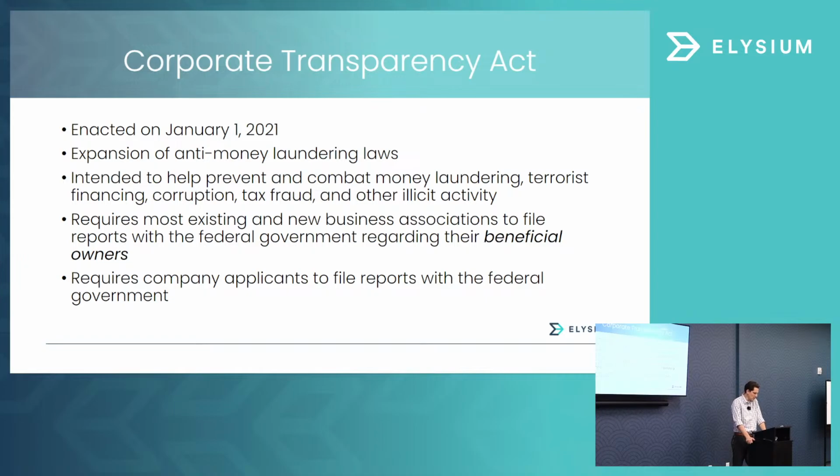It requires most existing and new businesses to file a report with the federal government regarding their beneficial owners. Okay, and we'll talk about what beneficial owners are. And so, yeah, that's what's going on here. Okay, it also requires company applicants to file with the federal government. So company applicants, okay, that's attorneys largely, CPAs as well, people who form businesses who actually file the paperwork. We have to disclose that we're doing that.